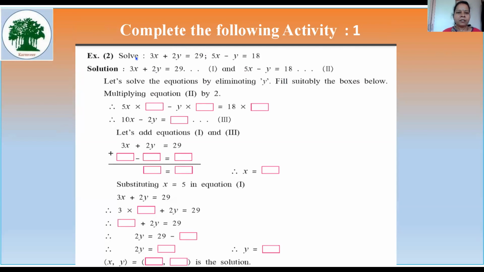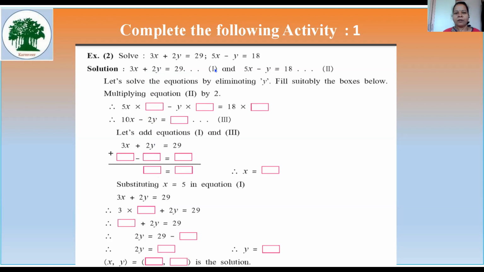We read this activity. Solve 3x plus 2y is equal to 29 and 5x minus y is equal to 18. Students, see here, we have to solve these two simultaneous equations. But first, we read the whole example, because we do not know by which method this activity is completed. So first, read all of this example.